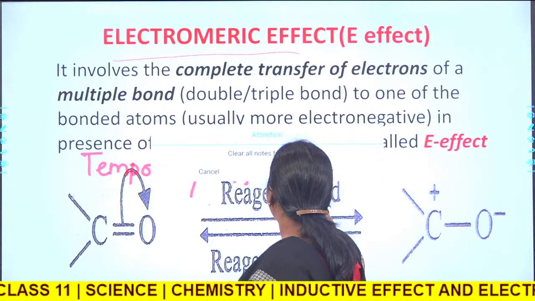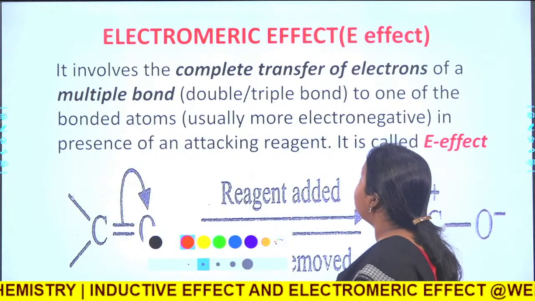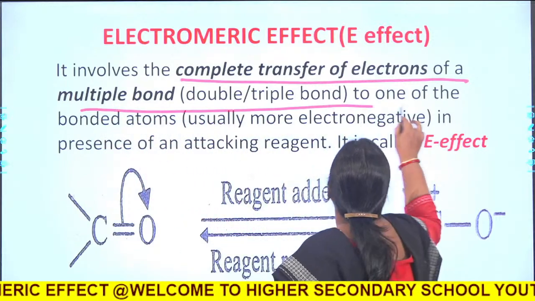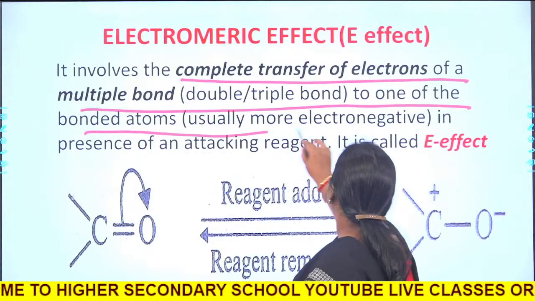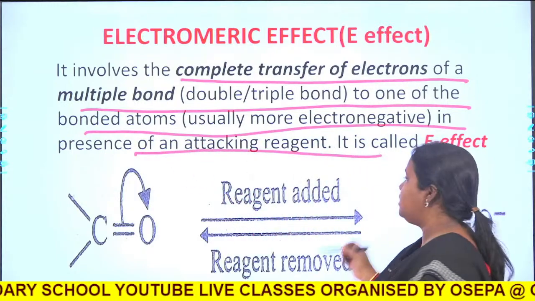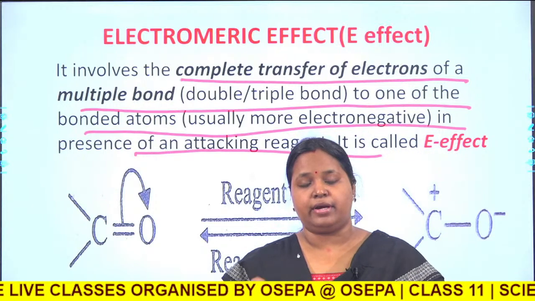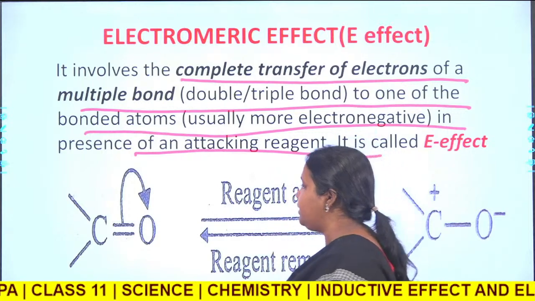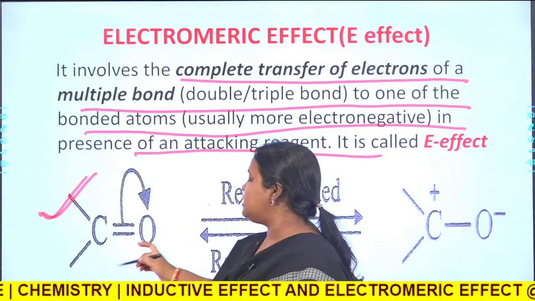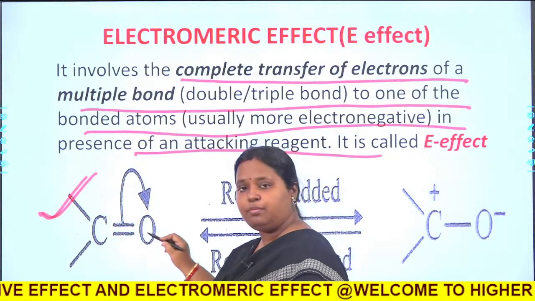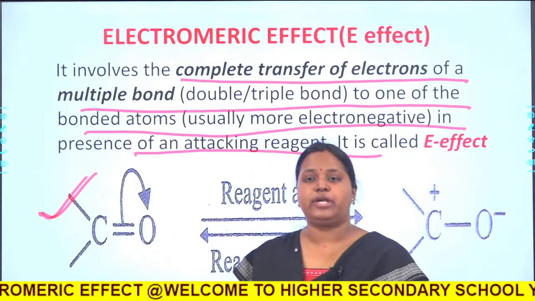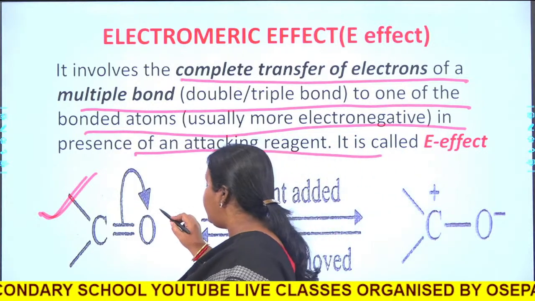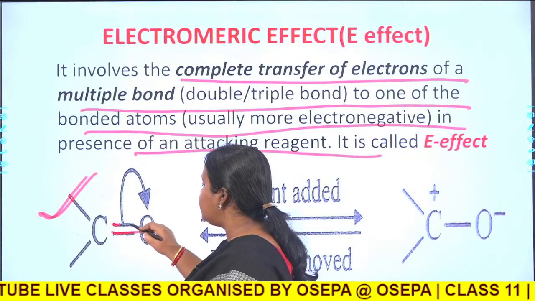Let us see. It involves the complete transfer of electrons of a multiple bond to one of the bonded atoms in presence of an attacking reagent. Sometimes the pi bond moves to the more electronegative atom. Here is an example of the carbonyl group, C double bond O. Out of carbon and oxygen, which is more electronegative? Oxygen is more electronegative than carbon, so oxygen will have a tendency to attract this pi electron towards itself.